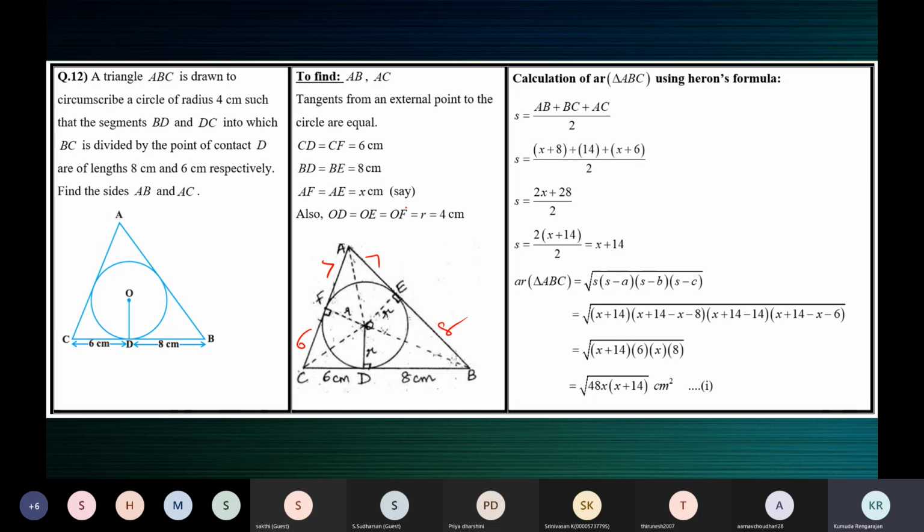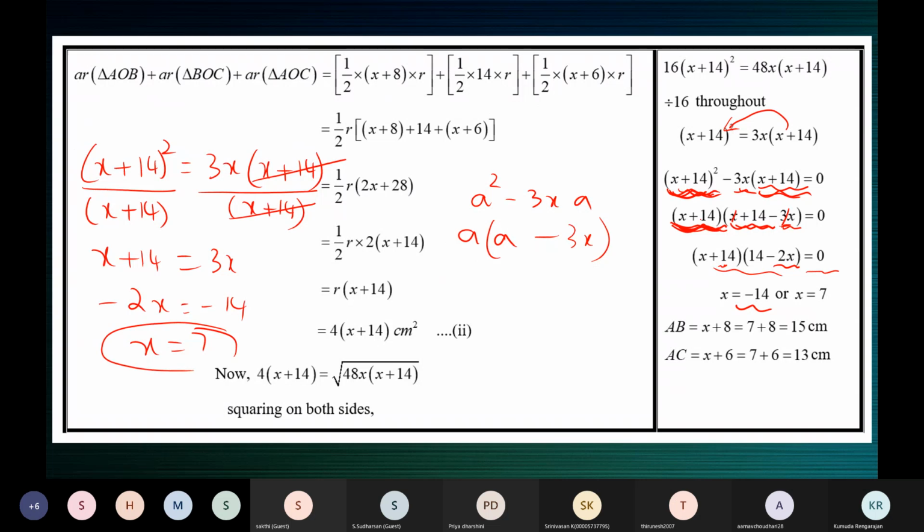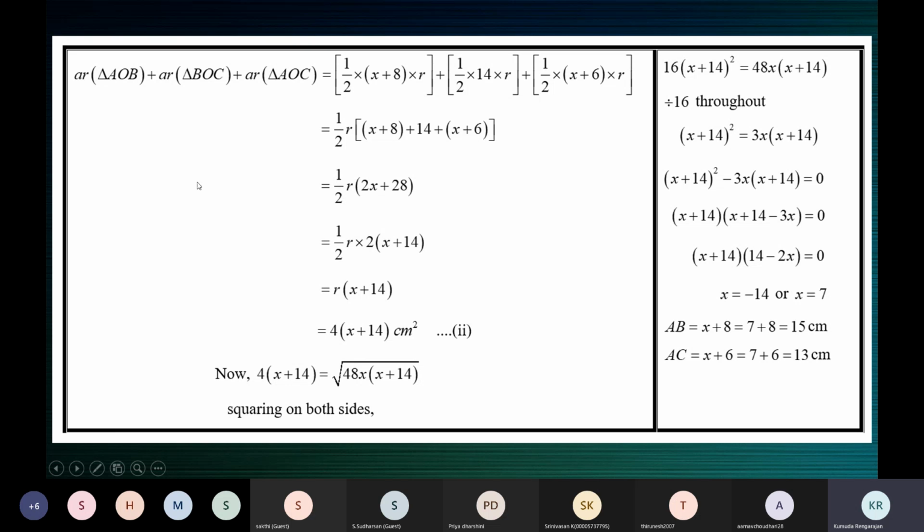So once we got x, we're able to find the length of the line segments AC and AB. You might have already learned it in school, so you know it. Any question? Yes, Shakti?